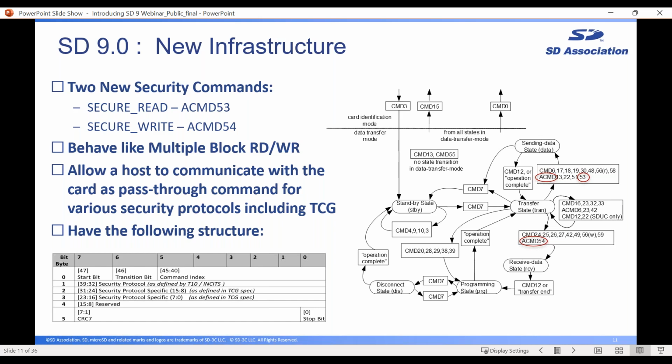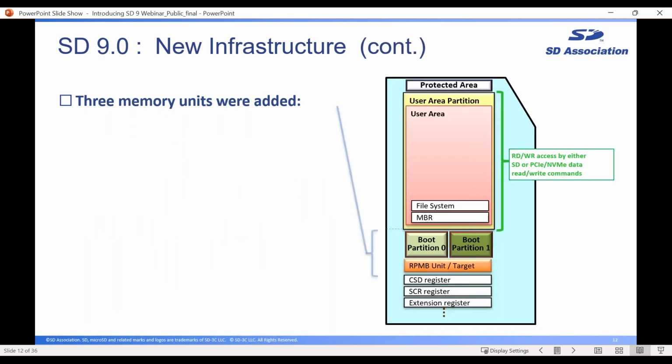The commands, also the command structure, secure read and secure write, is like in SCSI and is adopted also by other standards, embedded standards. An additional command that was added, which I will talk about in the next slide, is command 39, select card partition. Another important infrastructure addition are 3 memory units.